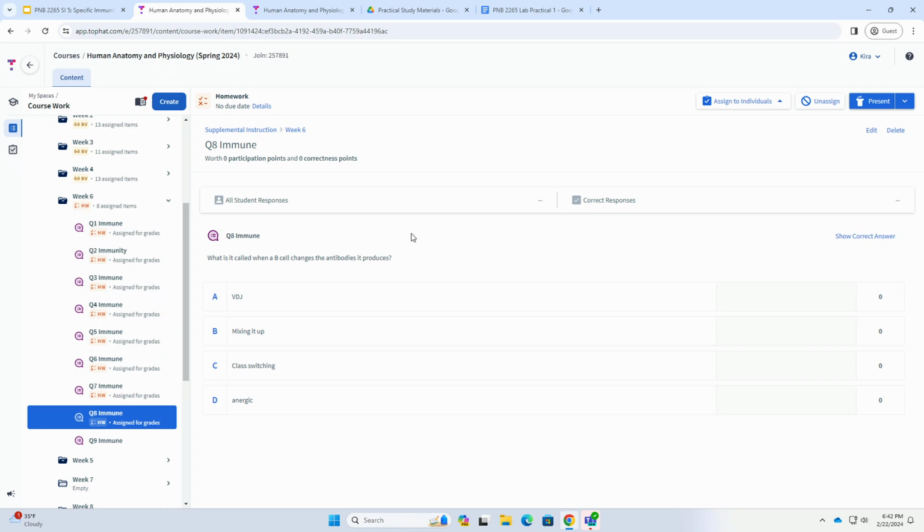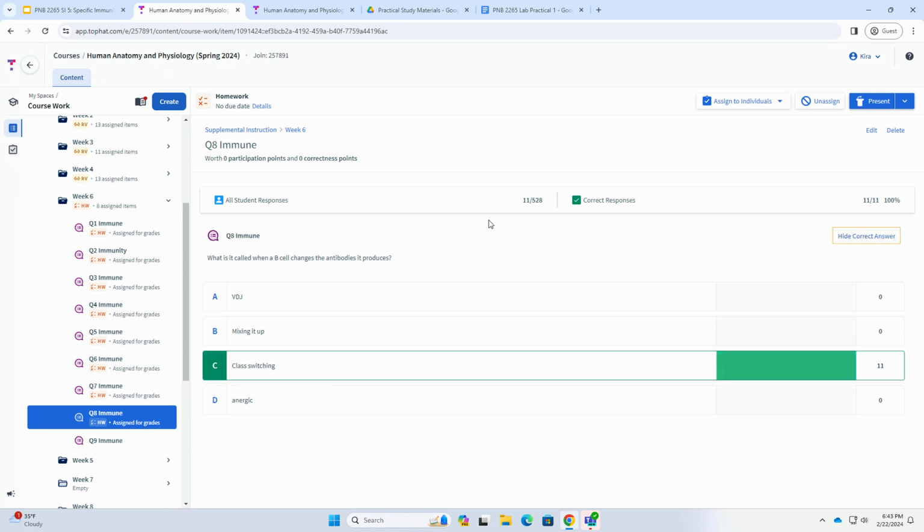What is it called when a B cell changes the antibodies it produces? Yes, so this is class switching, when the B cell alters what DNA is being turned on in the heavy chain. If you're confused with VDJ, this has to do with T cells, the T cell receptor changing up that region to recognize different antigens. But you guys got it.